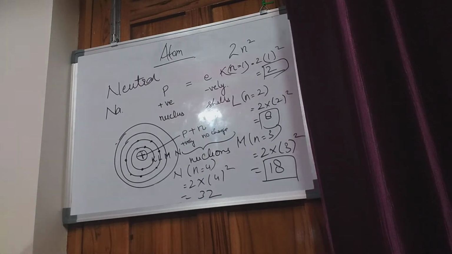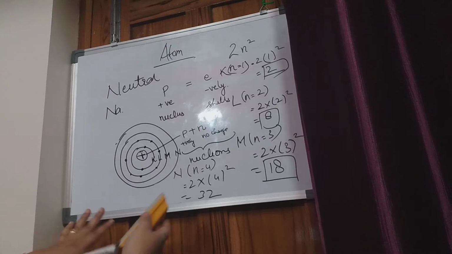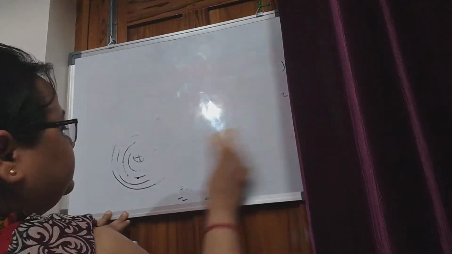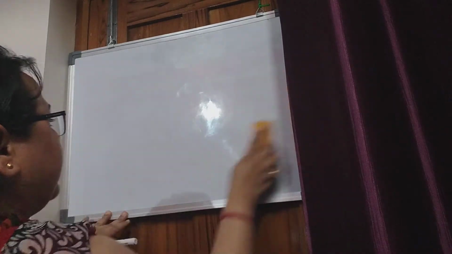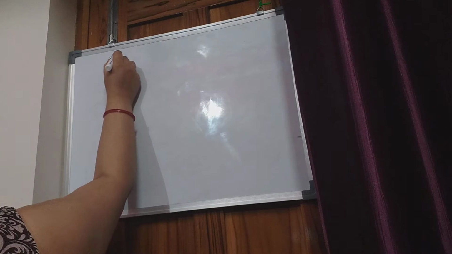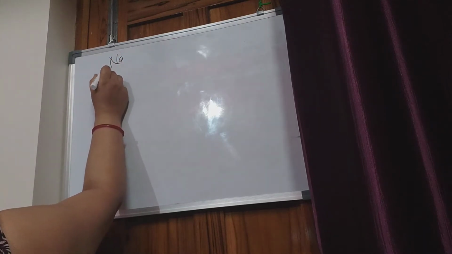Now we'll take 2 or 3 examples to do the electronic configuration. So suppose we'll take here the example of the sodium atom. Suppose we are talking about sodium having atomic number 11, and the mass of the sodium atom is 23.